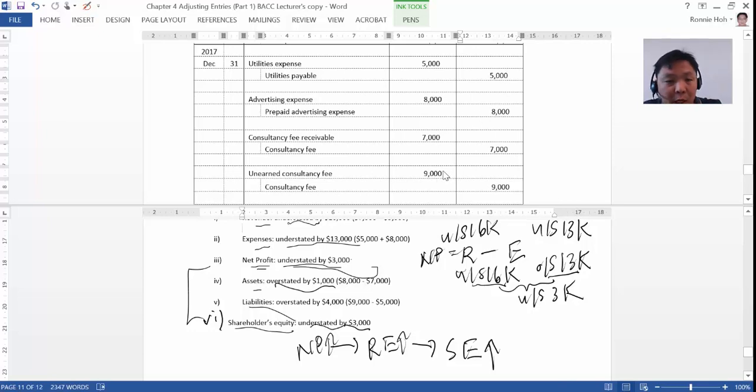So you're meant to decrease it, but you didn't. Which means you overstate, right? Your liabilities by 4k. There you go.